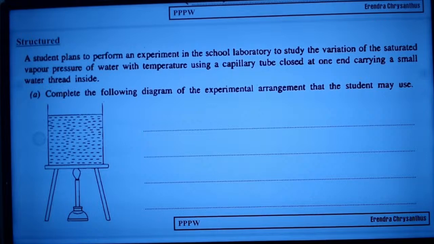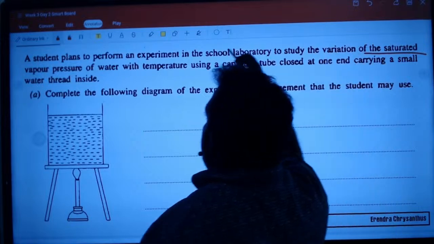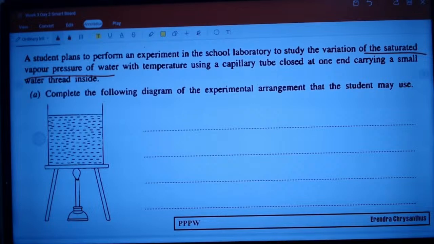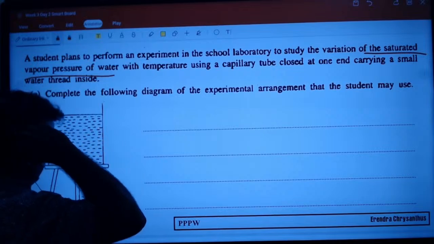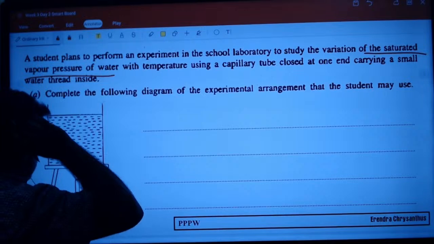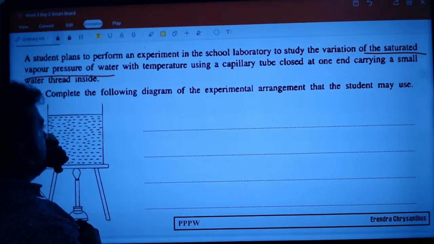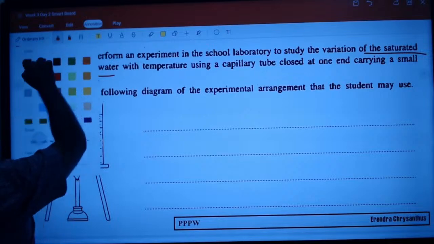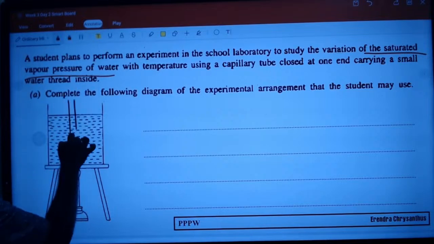A student plans to perform an experiment in the laboratory to study the variation of saturated vapor pressure. That's the key word: saturated vapor pressure. Complete the following diagram of the arrangement. Now you are trying to find the saturated pressure. Clear? So trying to find pressure means we can trap a mercury column inside.